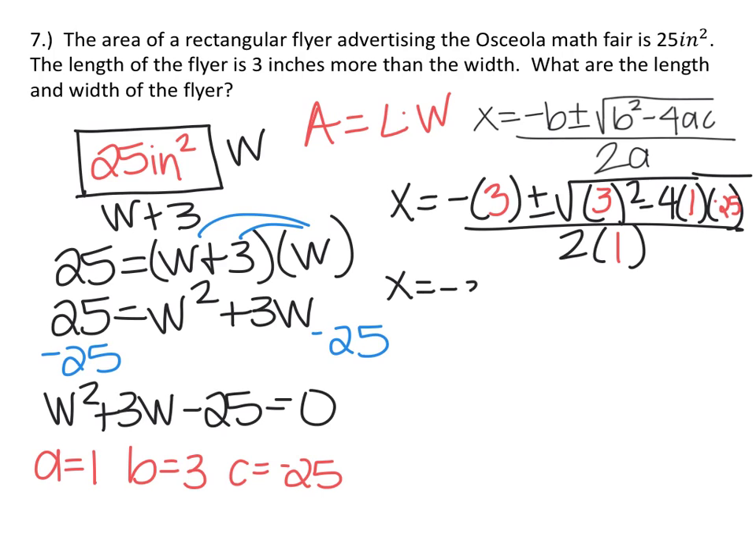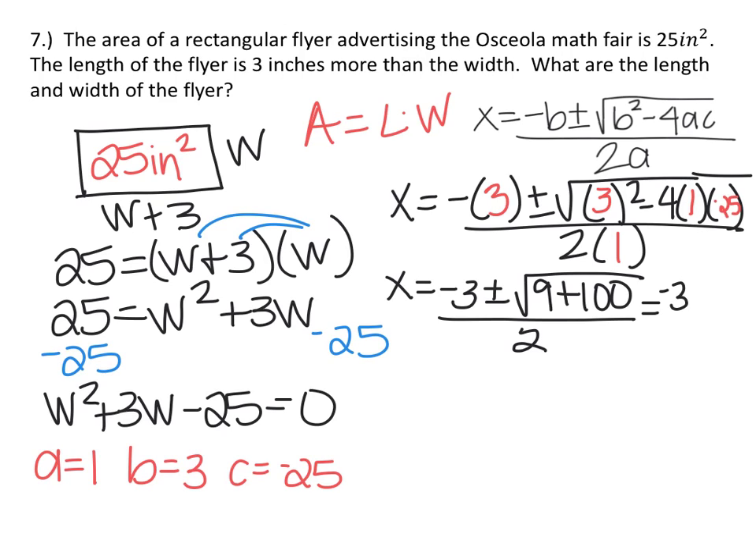So now we're going to evaluate this. We have negative 3 plus or minus the square root of 3 squared is 9, and then negative 4 times 1 times negative 25 is positive 100. And so we're going to divide that by 2 times 1, which is 2. So we have negative 3 plus or minus the square root of 109 divided by 2.